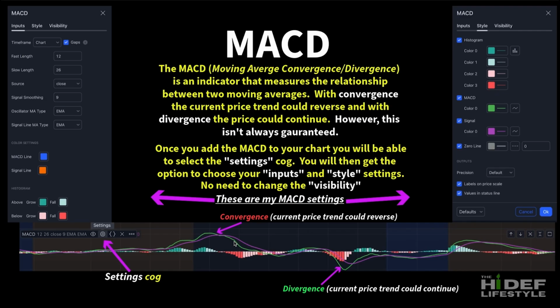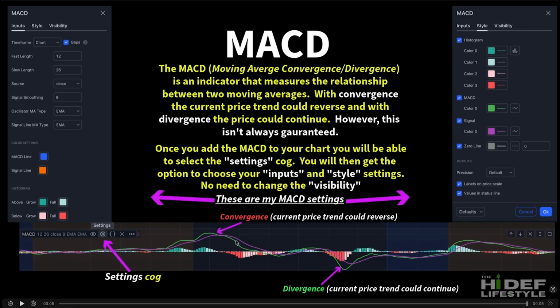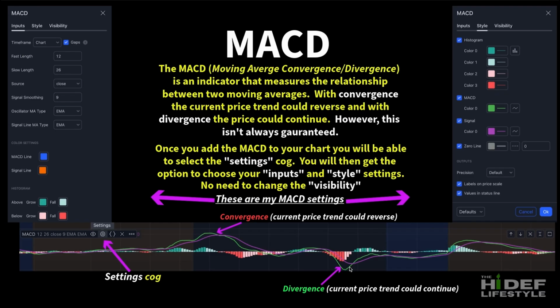Convergence, divergence. So right now, these lines are going further and further apart. That's divergence. Let's look down here. We see a good example of divergence. You see how far apart this purple line is from this green line right here, all in this area. But then the green line starts to cross back above the purple line. That means that the lines are converging again. All right? So the MACD is a good indicator to have up, as well as the RSI.